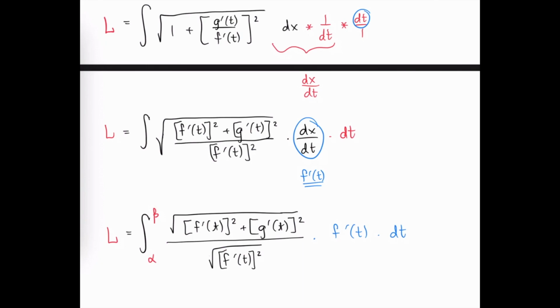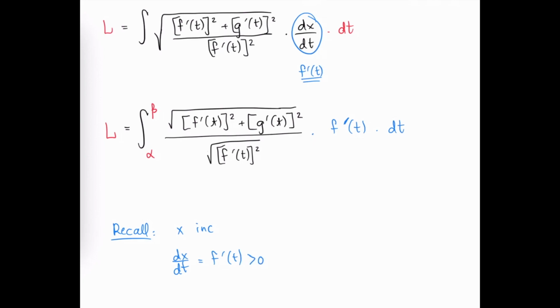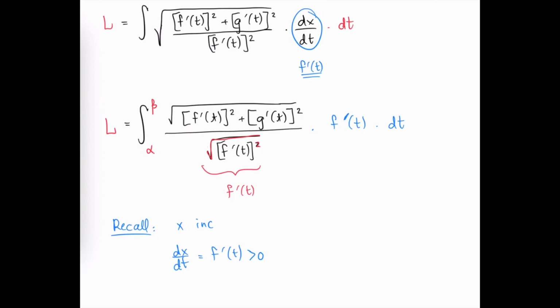So let's recall from the beginning where we made several declarations that x was increasing, which means that dx dt, also considered to be f prime at t, the first derivative of the parametric equation for x, was a positive quantity. If f prime is already positive, then the square root of f prime squared is going to be just f prime, and we don't have to wrap it up with absolute value bars because f prime is already a positive quantity. And this f prime in the denominator of the fraction is going to cancel with the f prime that we have up here.